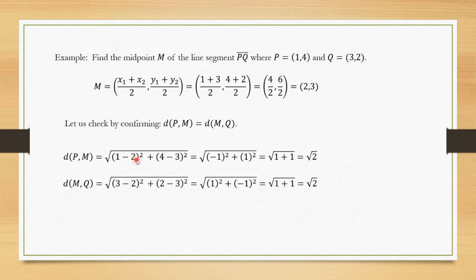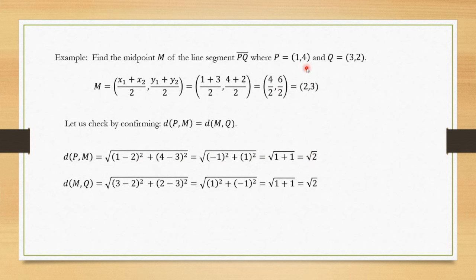1 minus 2, the distance between P and M. Here's P, here's M. 1 minus 2 squared, 4 minus 3 squared. Right? So we have negative 1 squared plus 1 squared, as you can see, and that's just the square root of 2.